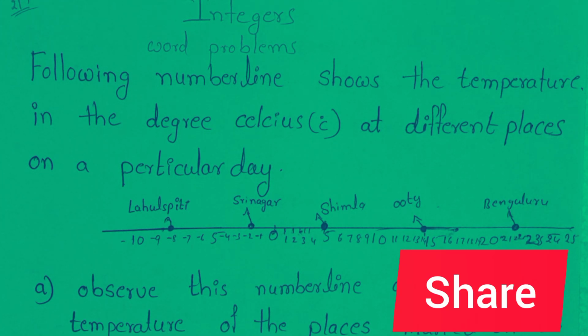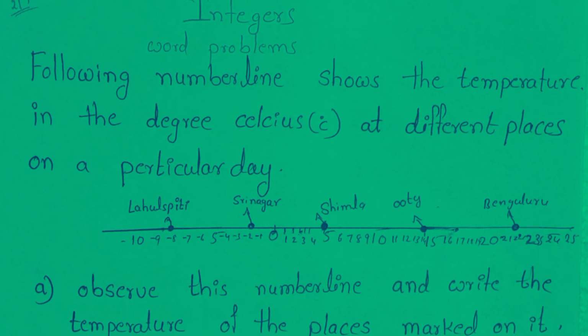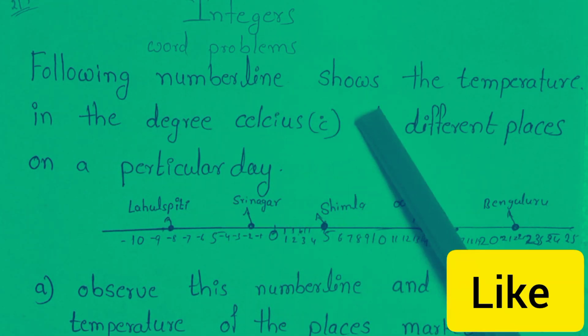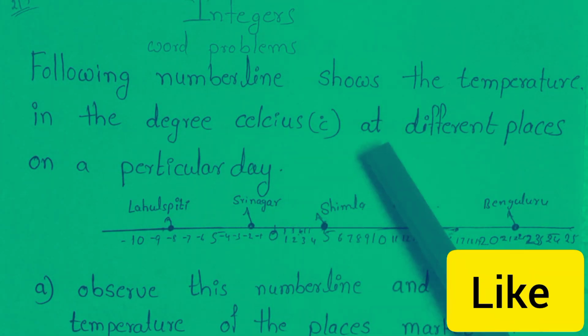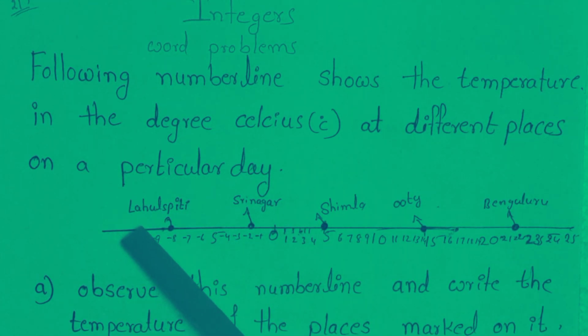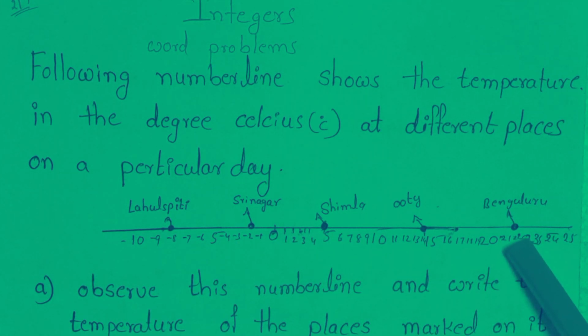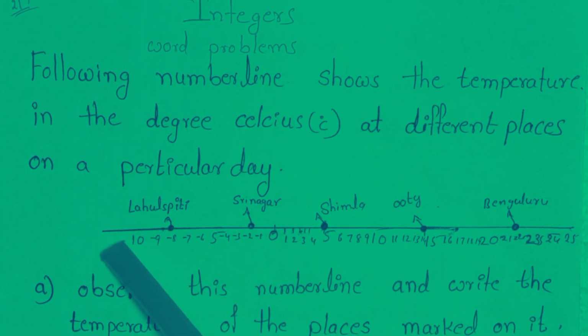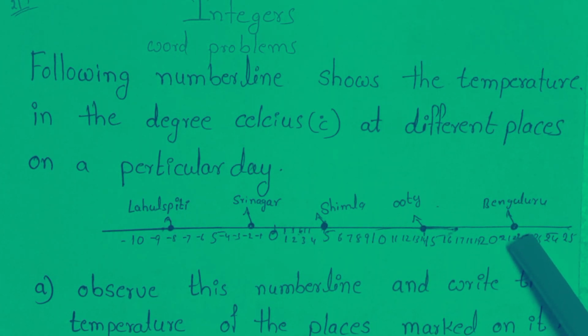Today I will explain the integers chapter word problems. The following number line shows the temperature in degrees Celsius at different places on a particular day. This is the number line. On the number line, some places are located from 0: on the left side are negative numbers, on the right side are positive numbers. Two places are located on the negative numbers. Three places are located on the positive numbers.